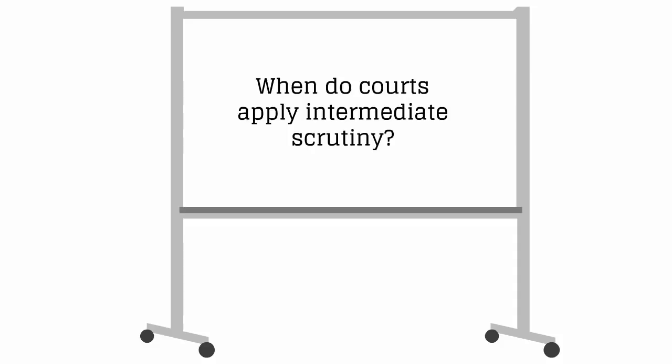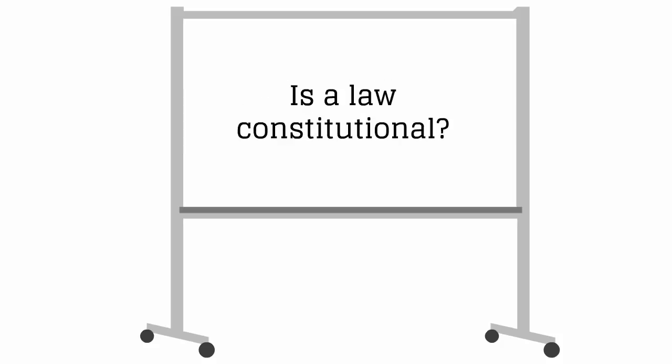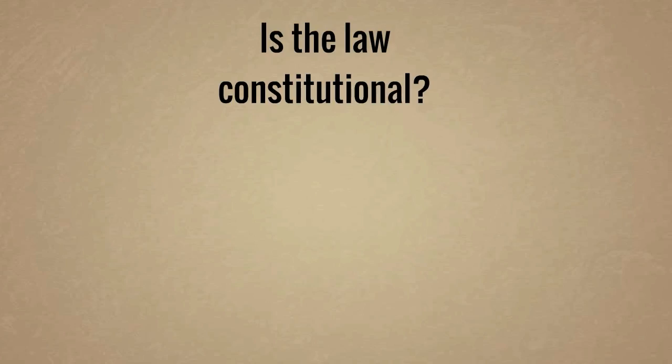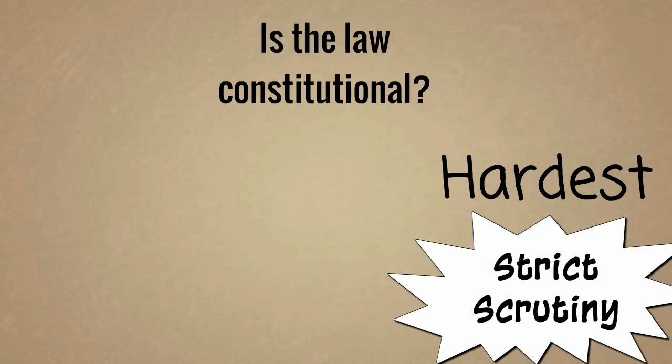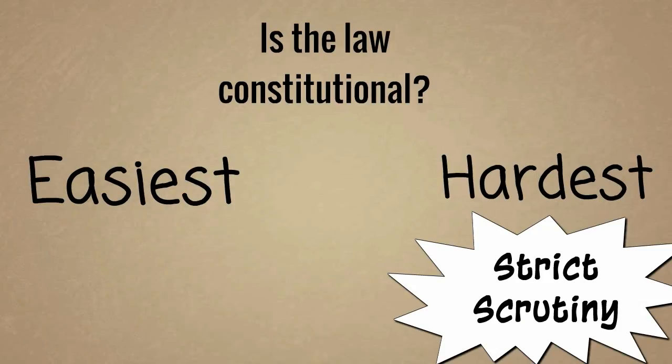In this video, we will discuss when courts apply intermediate scrutiny. Intermediate scrutiny is one of the tests that courts apply to determine whether a law is constitutional or not. There are other tests such as the strict scrutiny test, which is the hardest test for the government, and the rational basis test, which is the easiest test for the government.